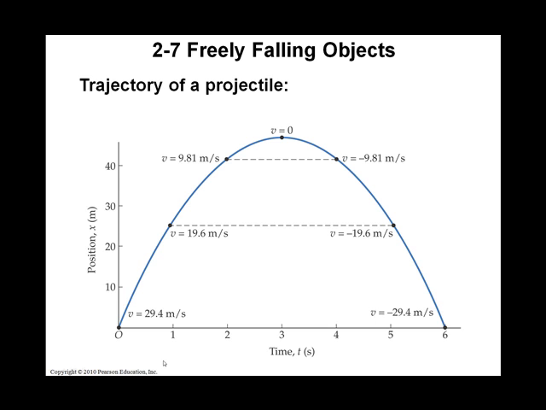So if you think about throwing it up at 29.4 meters per second, after 1 second, it's going 19.6 meters per second. After 2 seconds, it's going 9.8 meters per second. At the top, it has 0 velocity, and then it picks up speed at the exact same rate that it had before.